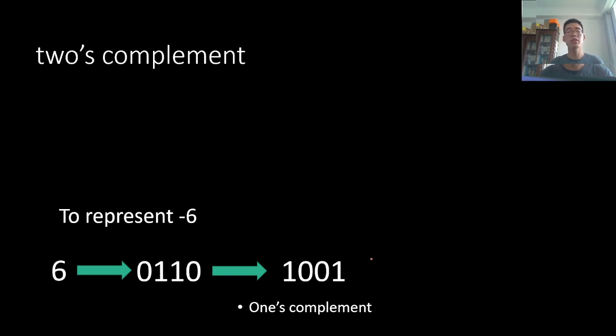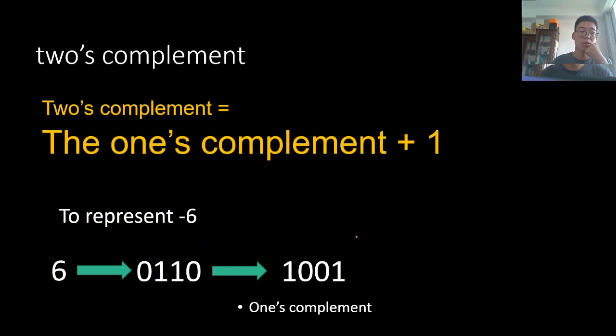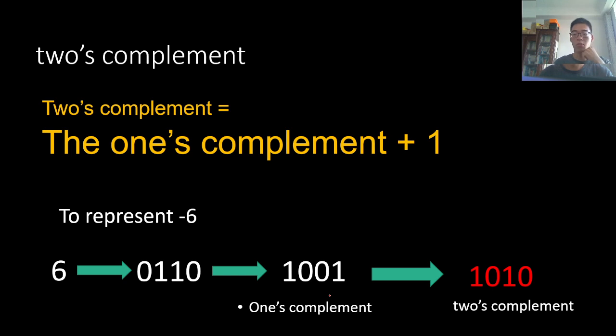And then we need to get the 2's complement. The 2's complement is very simple after we have the 1's complement. The 2's complement is equal to the 1's complement plus 1. So 1001 plus 1 gives 1010, which is the 2's complement of 6. This is how we represent the number minus 6.